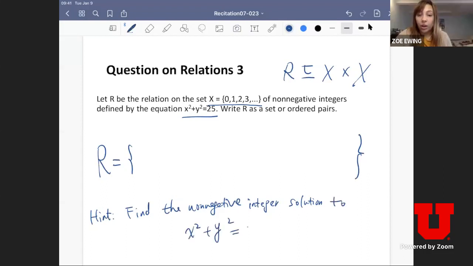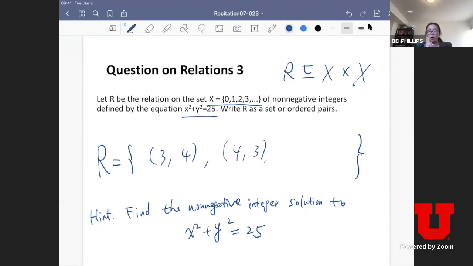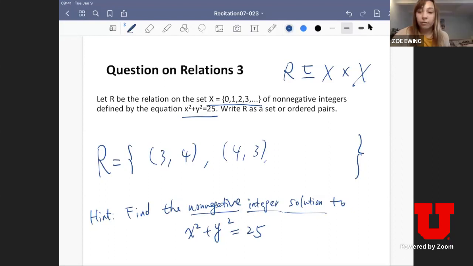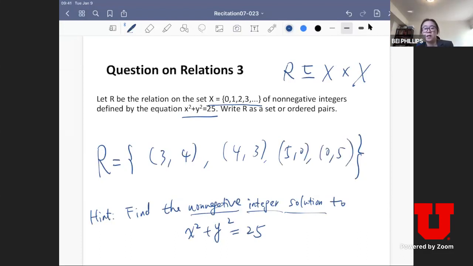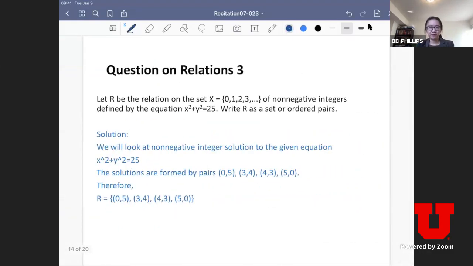Jackson said 3, 4 and 4, 3. Great, but almost there. The hint is to find non-negative integer solutions. There's one more pair of solutions. Brendan said 5, 0 and 0, 5. Exactly. So that's what it is. The relation is determined by X squared plus Y squared is 25 and X, Y are non-negative. So there are two pairs of potential solutions and then they form ordered pairs. So you need to include both 3, 4, 4, 3, 5, 0 and 0, 5. Right? Okay, moving pretty fast.